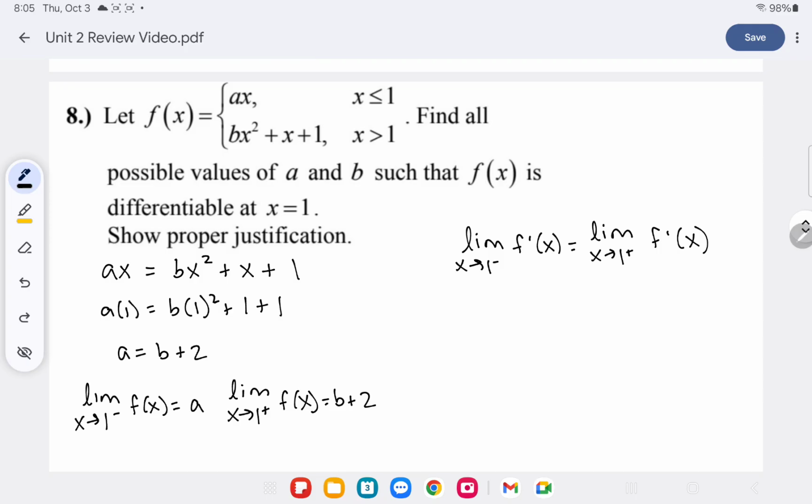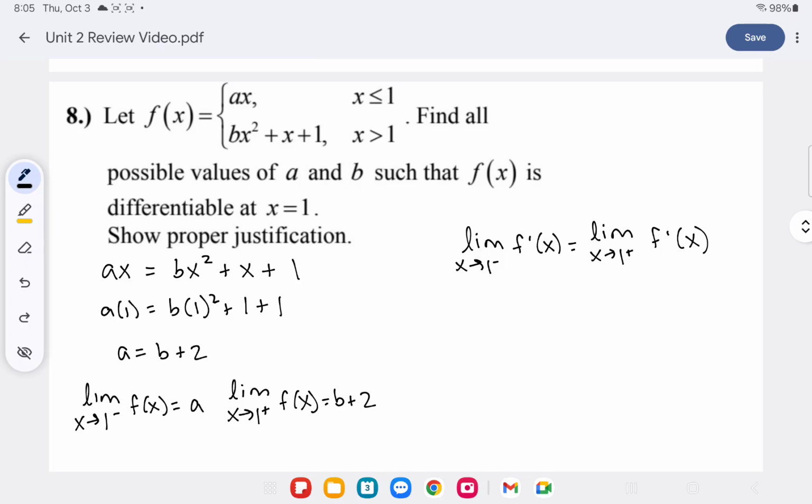And so remember, if these don't match up, that's what creates either a corner or a cusp, is when the derivatives don't match up perfectly at a point. For it to be differentiable, the limit needs to be the same. It needs to be equal. It needs to be approaching the same value there. So we're going to take the derivative of each one of these functions next.